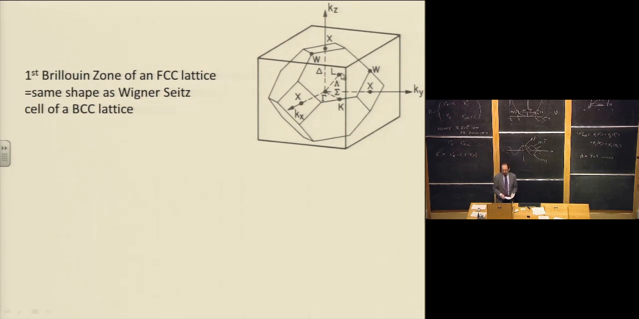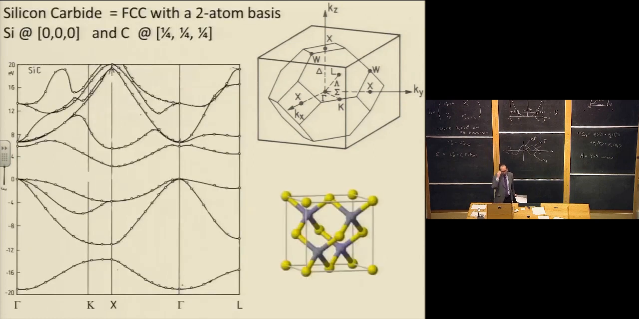And the material we're going to think about is silicon carbide. Silicon carbide is actually another important industrial material. It has this structure here. It's FCC with a basis. So the yellows are silicons and the blues are carbon. The silicon can be taken at 0, 0, 0 and the carbon at 1 quarter, 1 quarter, 1 quarter.